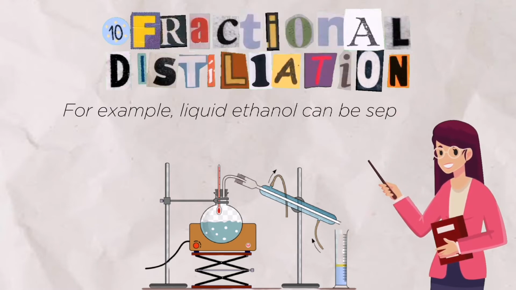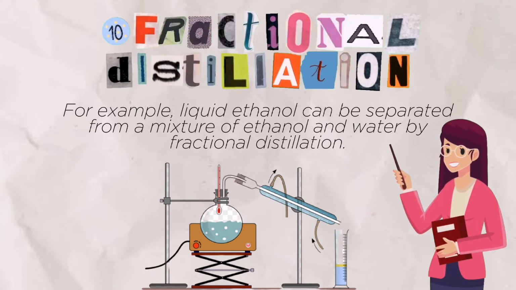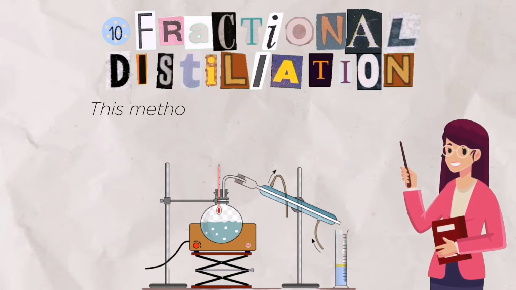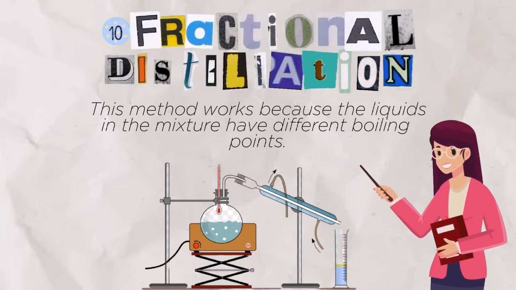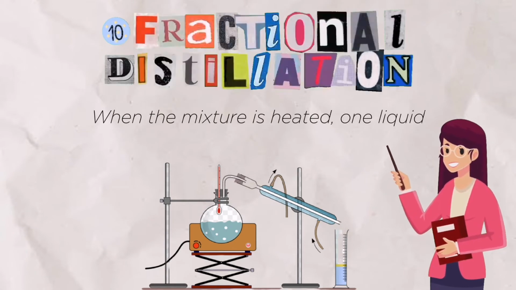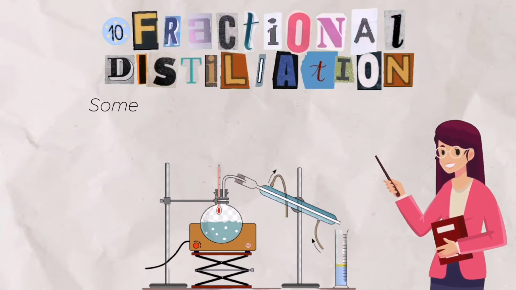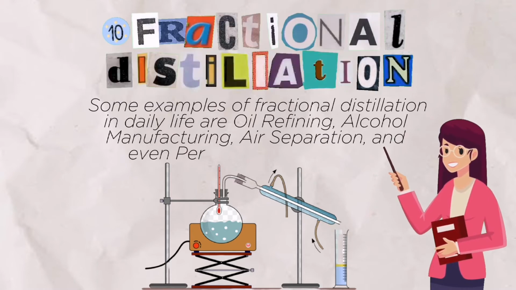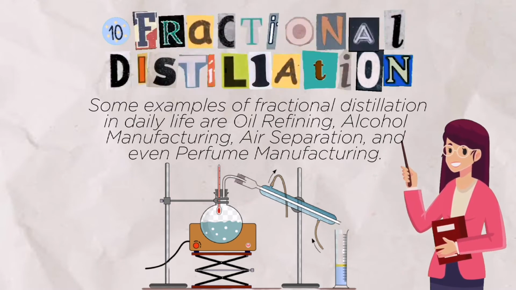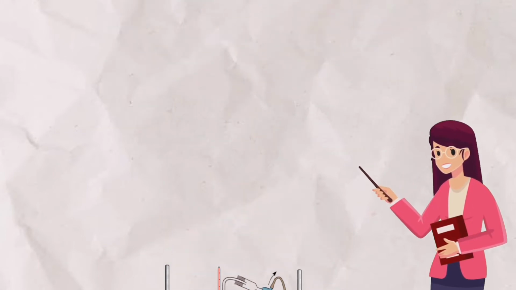For example, liquid ethanol can be separated from a mixture of ethanol and water by fractional distillation. This method works because the liquids in the mixture have different boiling points. When the mixture is heated, one liquid evaporates before the other. Some examples of fractional distillation in daily life are oil refining, alcohol manufacturing, air separation, and even perfume manufacturing.